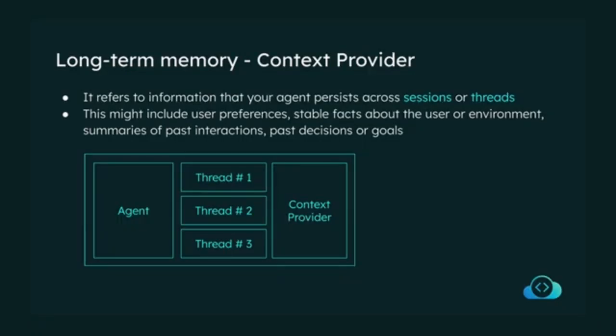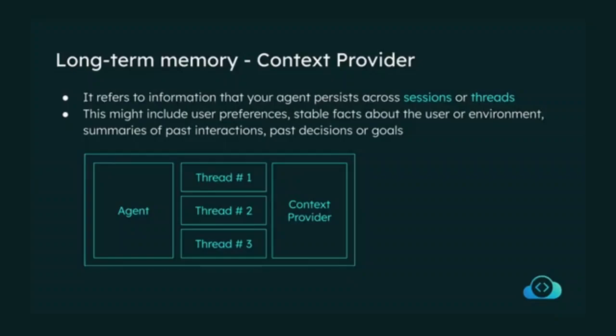All right, let's talk about the long-term memory. So in MAF terms, it's called context provider. So it refers to the information that your agent stores or persists across multiple threads. So an agent can now have 1,000 threads and your information is scattered in these 1,000 threads, but we don't have a central body which would keep the most important aspects of those conversations that you had somewhere. So we need that central body.